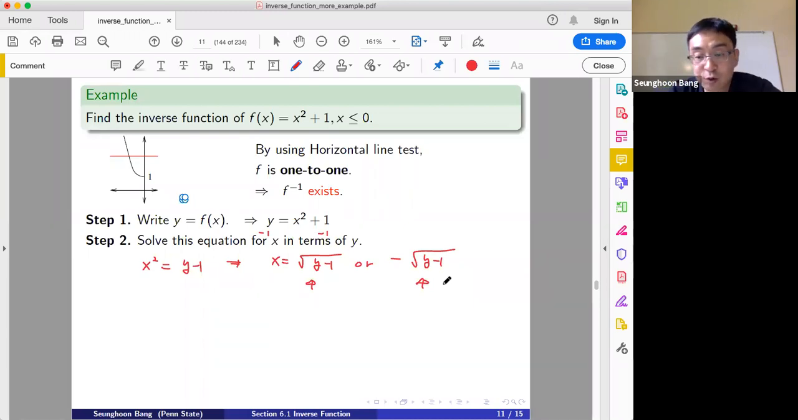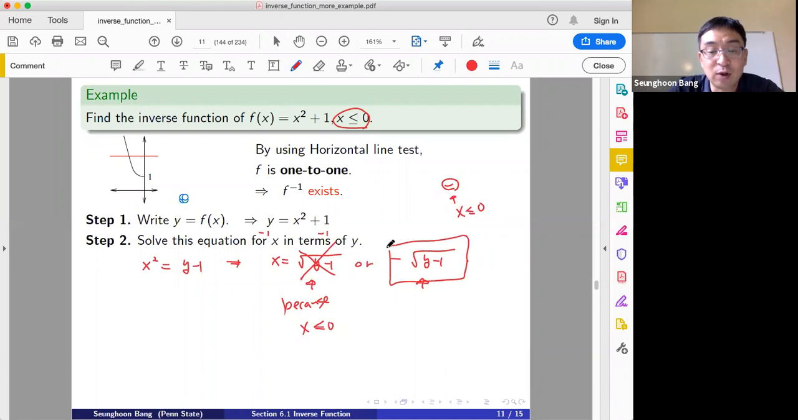We are going back to the domain. What's the domain? The domain is x less than or equal to 0. The x is a negative number. So don't choose the positive one here. Because x is less than or equal to 0, you can choose only the negative one.